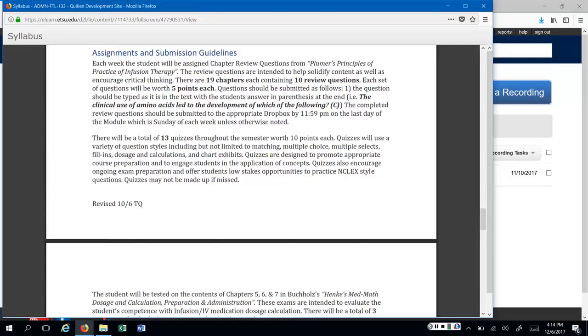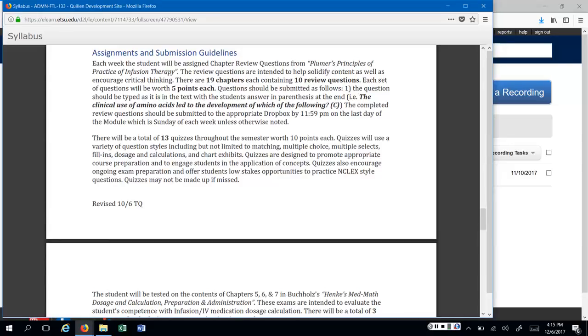These should be submitted to the appropriate Dropbox, which you will see under the Dropbox tab under assessments. And then those need to be submitted by 11:59 on the last day of the module. Now, in all the modules, the first day is a Monday, the 7th day is a Sunday. So these need to be completed by Sunday at 11:59 p.m.